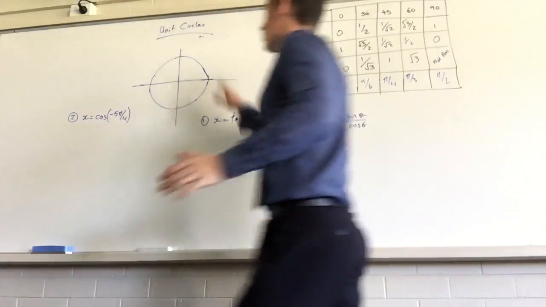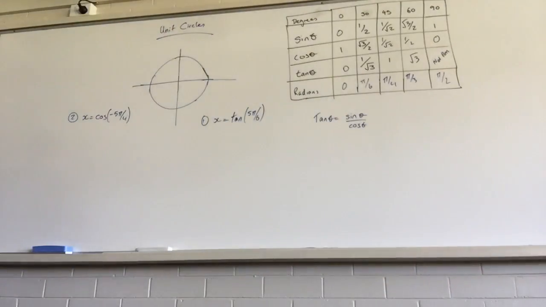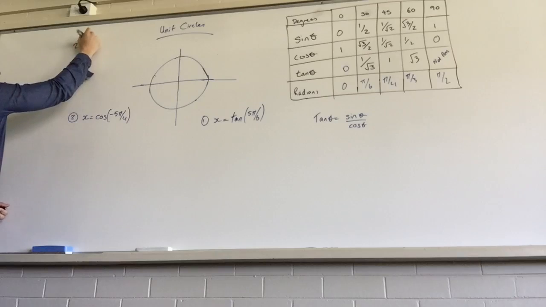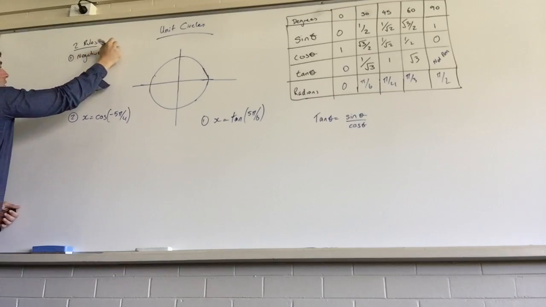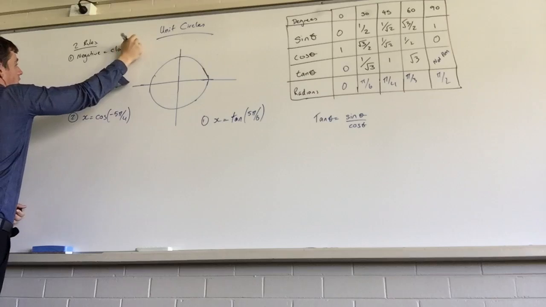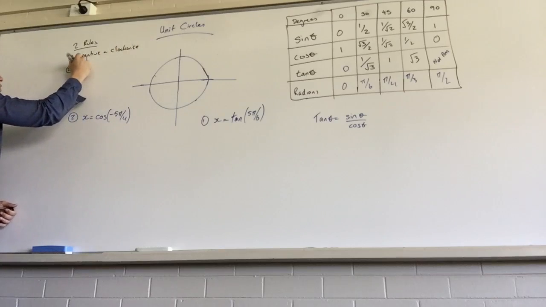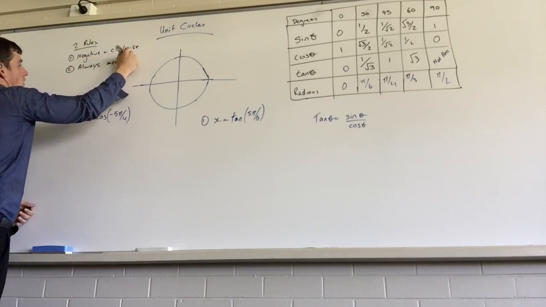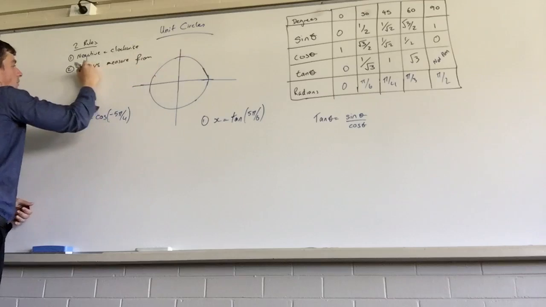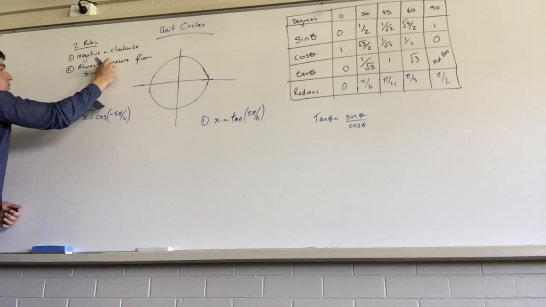So the only thing I'm going to tell you as far as how to deal with this, obviously there's two things, two rules I want you to follow. Two rules. One, I'm just going to write negative equals clockwise. Two, always measure from the x-axis. Always measure your angles from the x-axis.